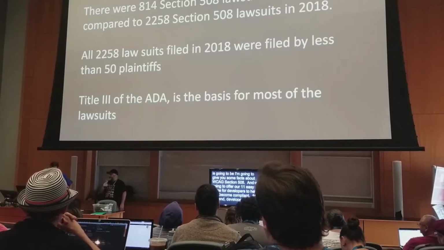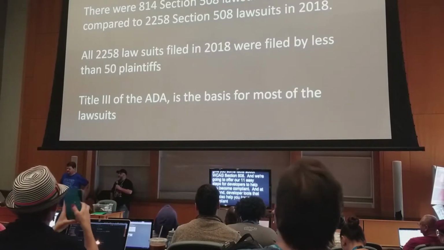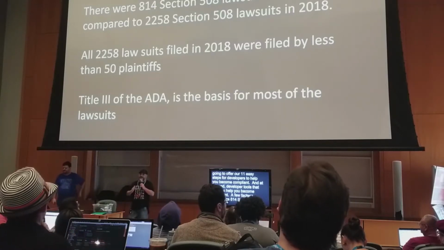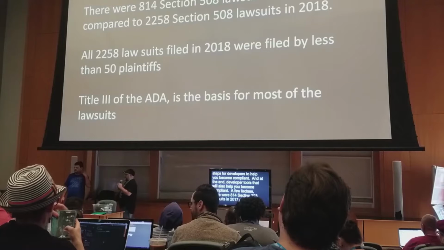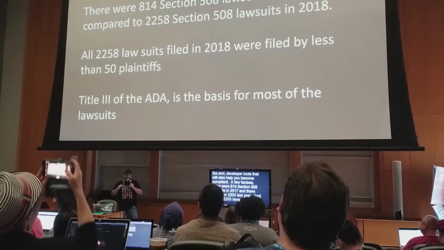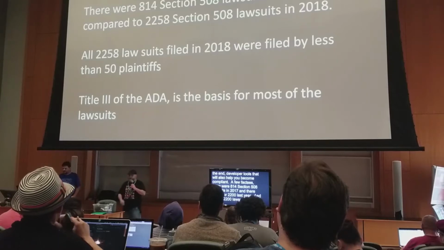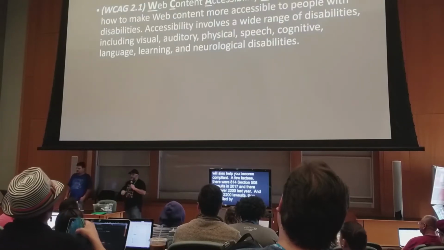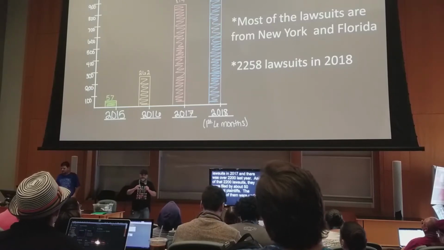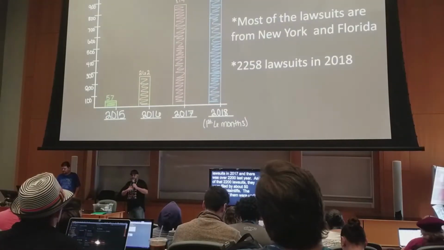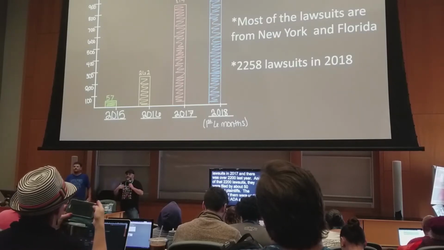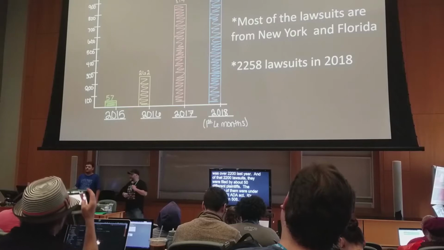A few facts. There were 814 Section 508 lawsuits in 2017, and there were over 2,200 last year. Of those 2,200 lawsuits, they were filed by about 50 different plaintiffs. The majority of them were under Title III of the ADA, so it's a little gray area; you weren't really getting sued for Section 508 non-compliance. It was more of a Title III case where an individual didn't have full access to a site.